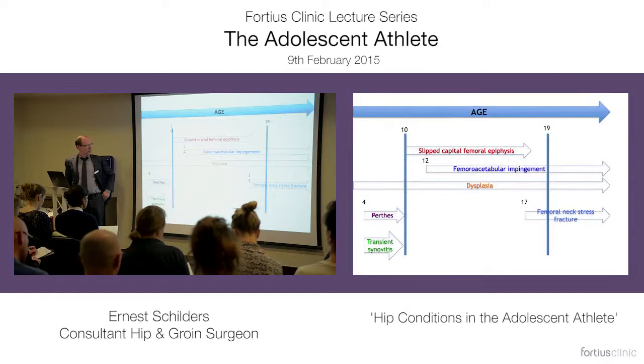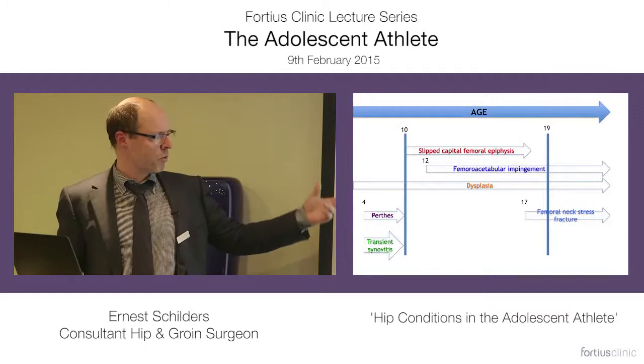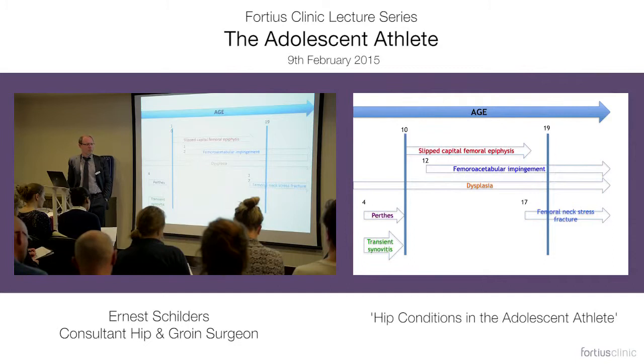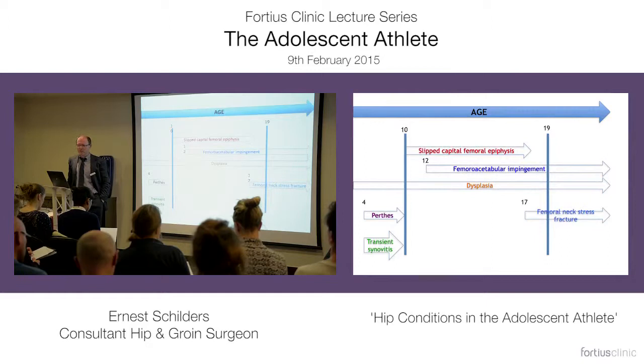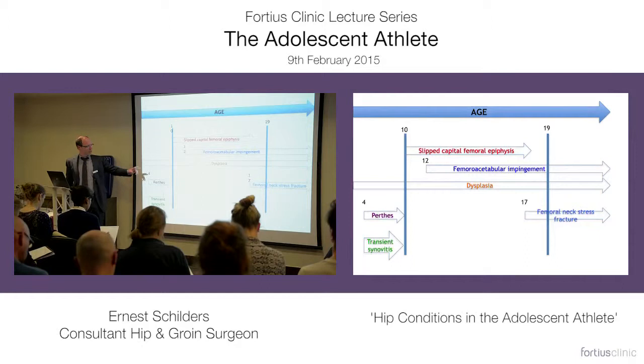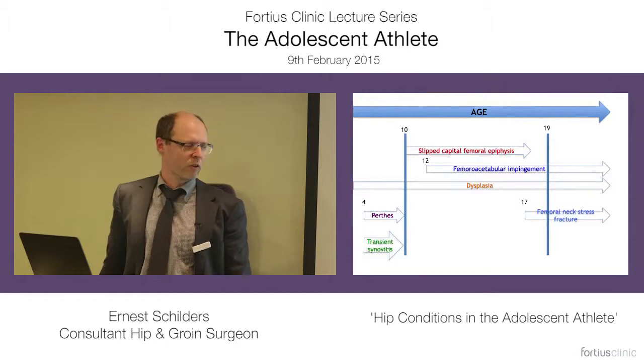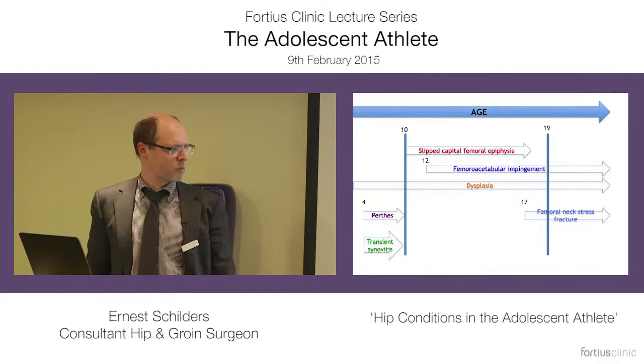So those who are not picked up at birth because of a congenital hip dislocation, or who have difficulties when they start walking, can sometimes present around the age of 13, 14, 15 with mild dysplasia, when they start to engage in sports activities and present some symptoms. Perthes disease usually stops before the age of 10, so you can forget about that. And femoral neck stress fractures probably start to occur from the age of 17 upwards, but it's more something that you see in an adult group, predominantly in sports like running and in the military.